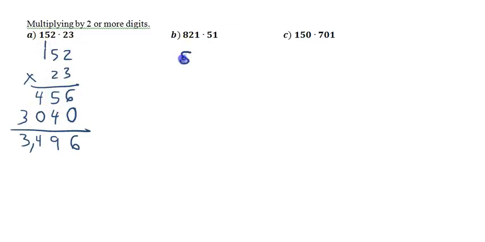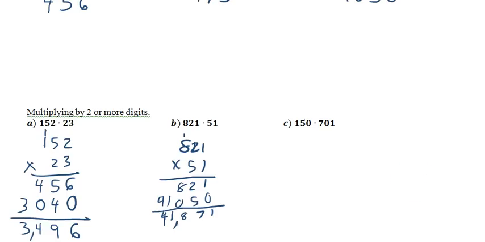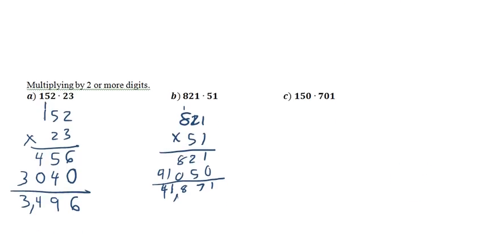Let's do another one. So you have 821 times 51. Now I want you to try it. So hit pause and try it. Okay, so this is what you should have gotten. 41,871. And let's check it again. That's 1, 2, 8, 5, 10, carry the 1, and 41. So there we go. Alright, what about with 3 digits?